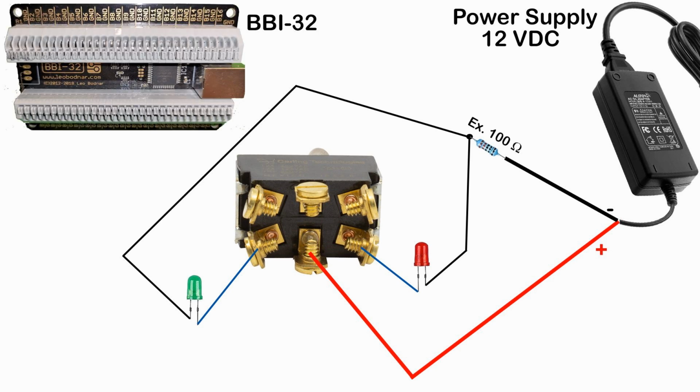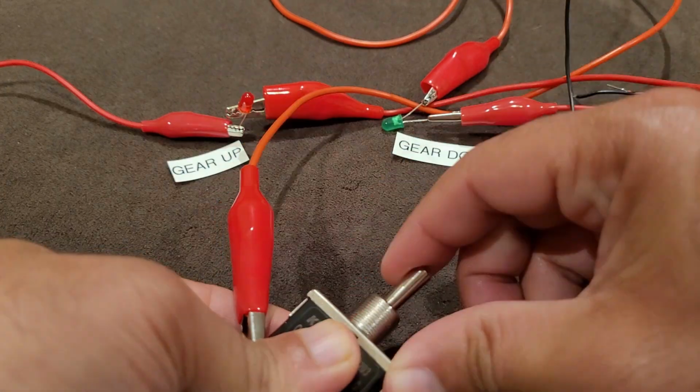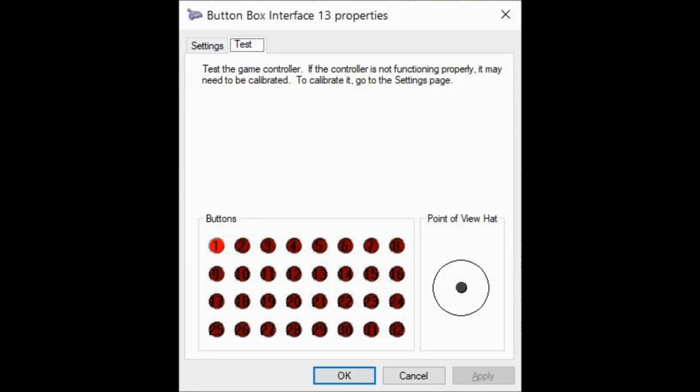On the top row of the switch, we connect the middle terminal to a ground on our sample Leo Bodnar BBI-32 interface card. We then connect the left terminal to button 1 and the right terminal to button 2. This simple circuit produces 2 LED indicator lights and 2 actions in the simulator.